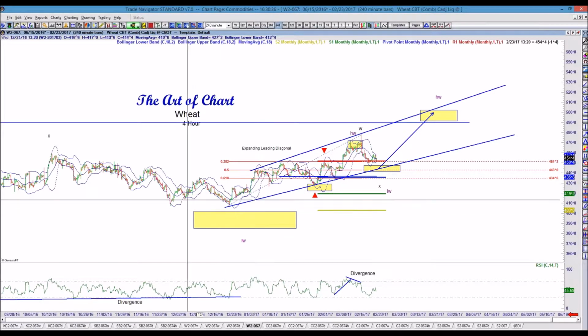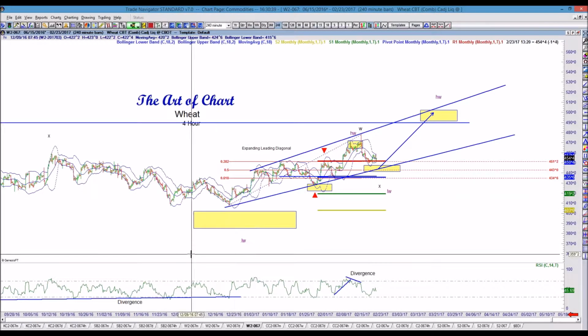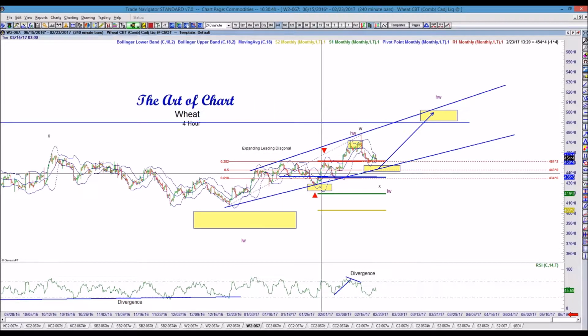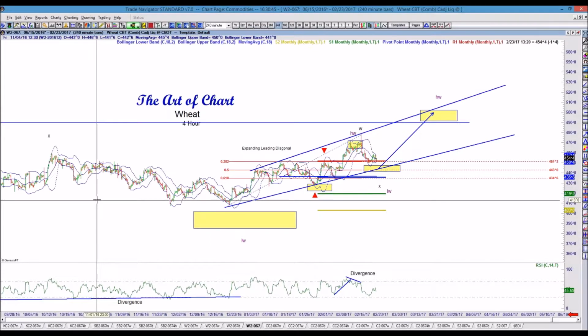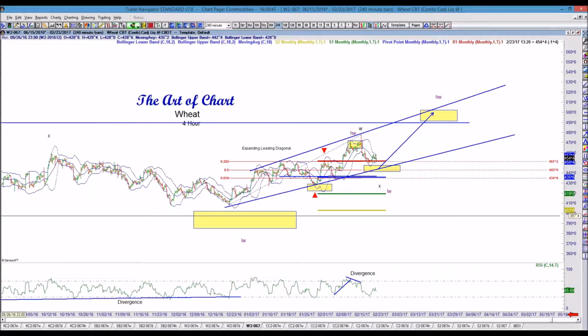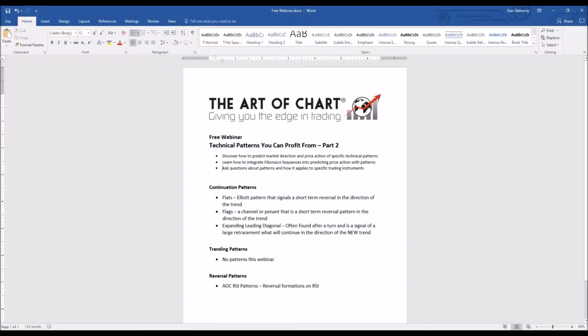We'll see if this is actually the 18-month cycle low here. And that's wheat, and that's an expanding leading diagonal, something you look for. This last leg is the one you want to play. So, Jack, that's what I have to say about that pattern and how to trade it.